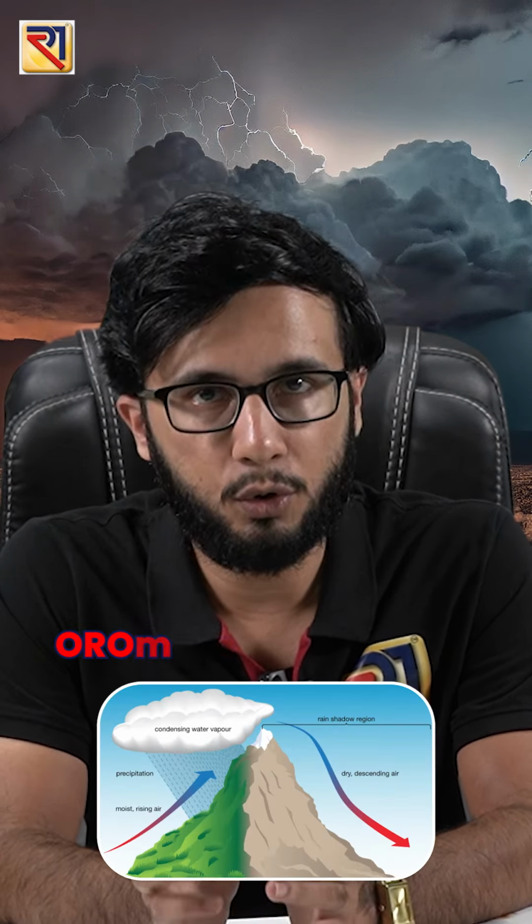There is one important concept in physical geography called orographic rainfall. Suppose there is one mountain. On one side of that mountain, there will be more rainfall. On the other side of that mountain, there will be less rainfall. Now, the side of the mountain where you will be having more rainfall, why? Because the moisture carrying winds are flowing in that area.